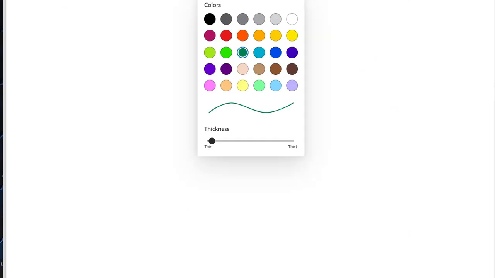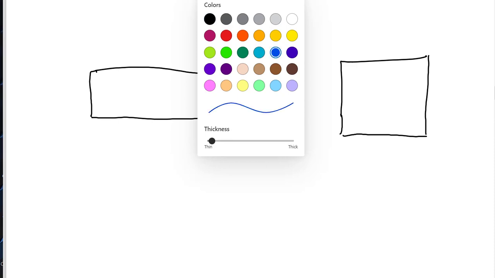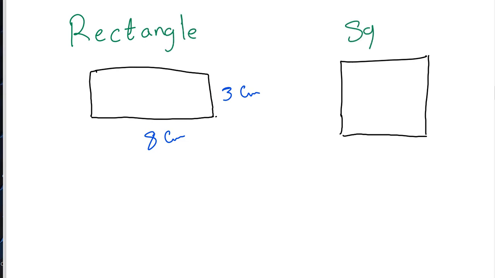And we have famous shapes like rectangle and square. Let's draw a rectangle here, and let's draw a square here. Give some numbers. This is 3 centimeters. This is 8 centimeters. And we need to find the perimeter here. For the rectangle, this is the rectangle, and this one is the square.